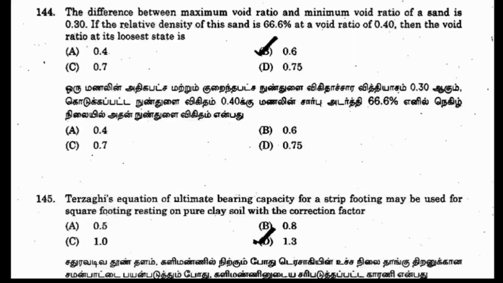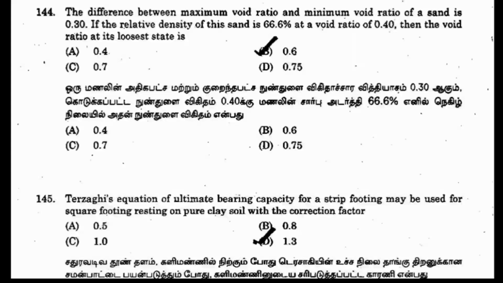144. The difference between maximum void ratio and minimum void ratio of a sand is 0.3. If the relative density of the sand is 66.6% at a void ratio of 0.4, then the void ratio at its loosest state is what? The void ratio at its loosest state denotes the maximum void ratio, because when the soil is at its loosest form, the void ratio will be maximum only. So we have to find e max in the formula.